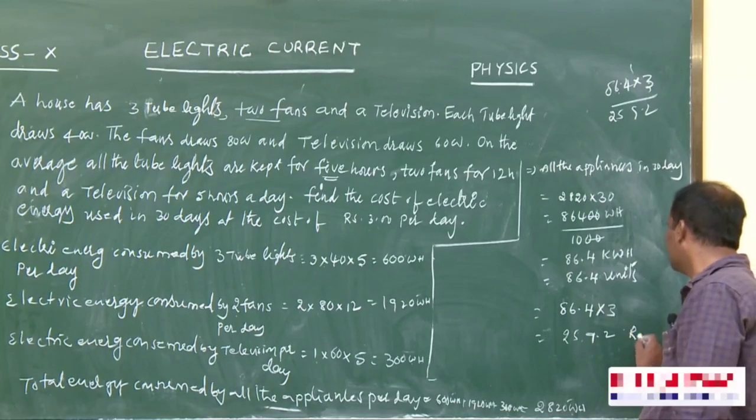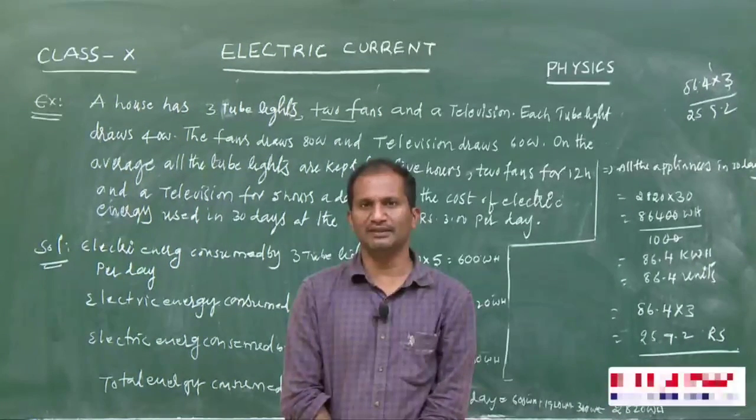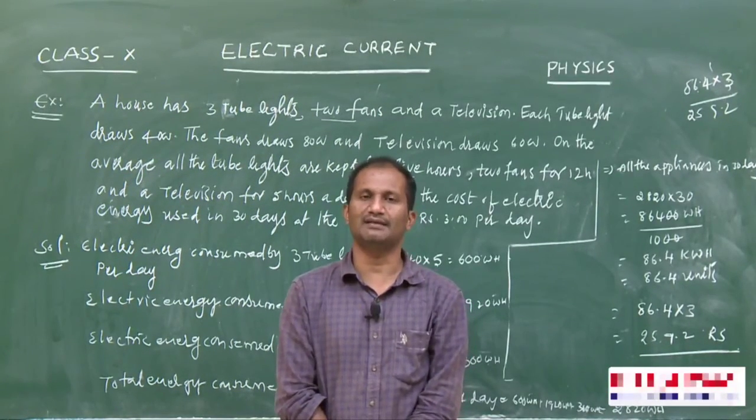259.2 rupees per month. Now we have successfully completed the chapter of electric current. All the best, children. Thank you.